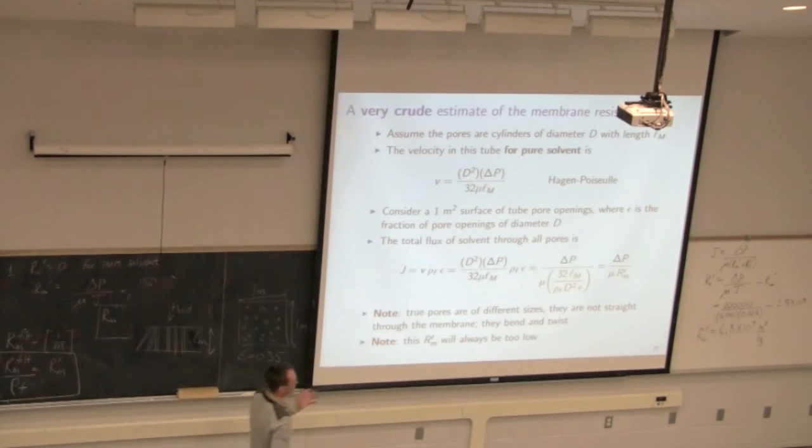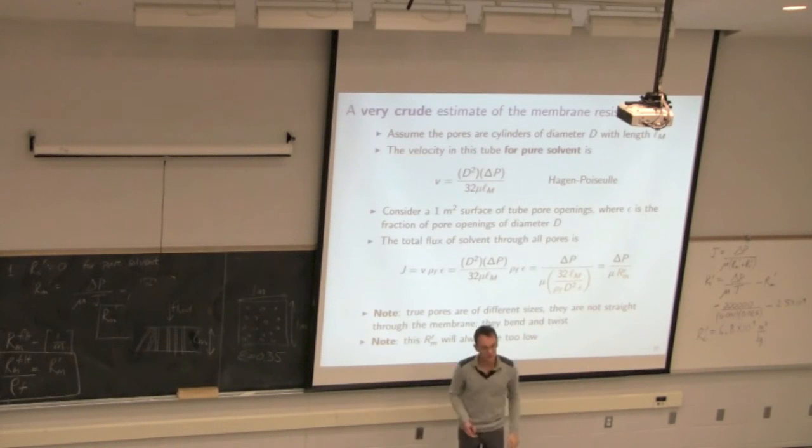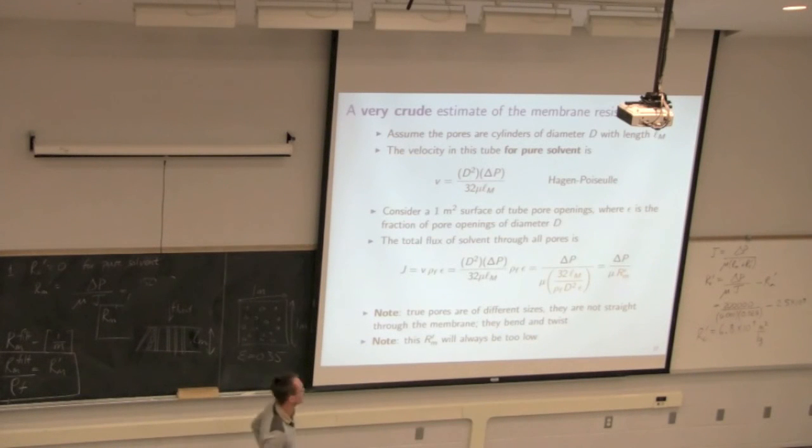But we do have this knowledge. We can look under a microscope and get an idea of the pore size, we can measure LM with calipers, and we can measure epsilon. Those numbers are easy to obtain, and we can get a lower bound for Rm. What we'll see in the literature is that this is a starting point, and then they modify it to take into account reality and get better and better estimates of Rm. But what we'll always do is simply do an experiment.